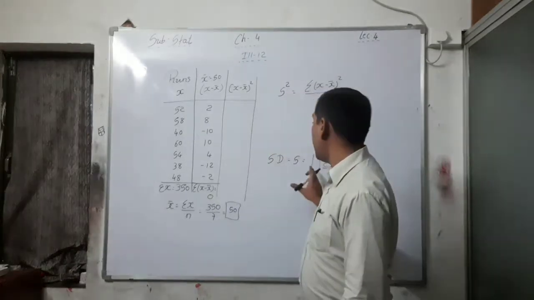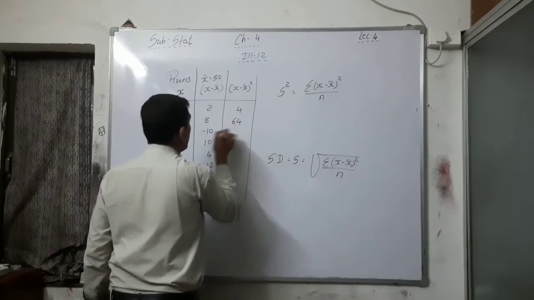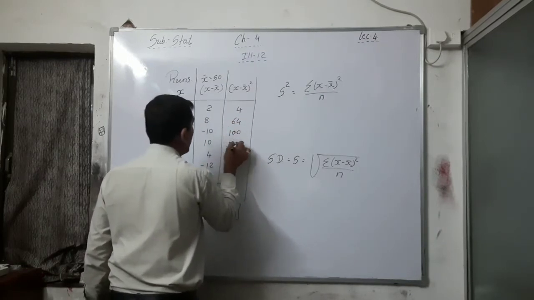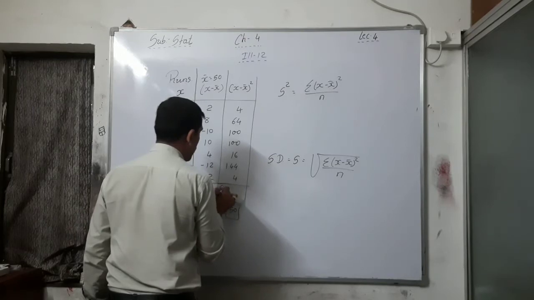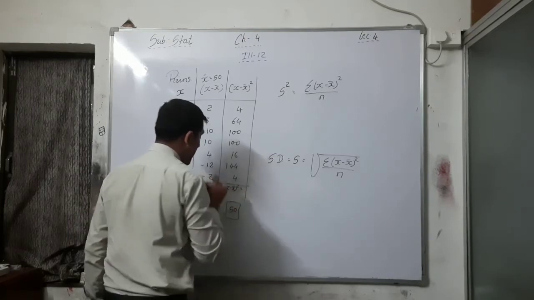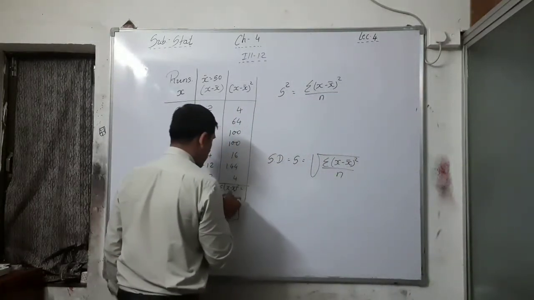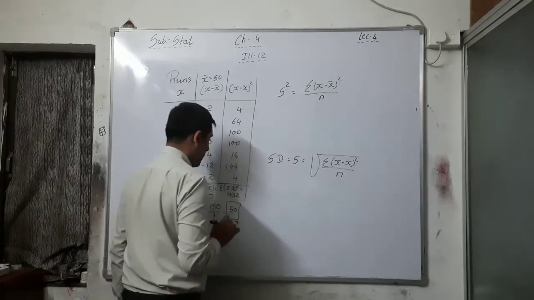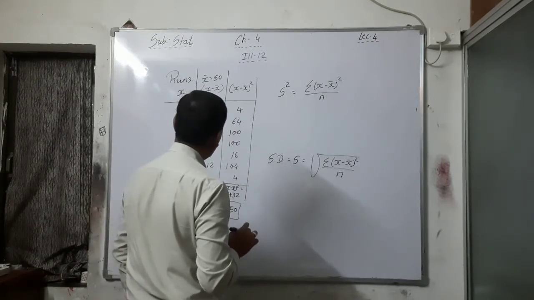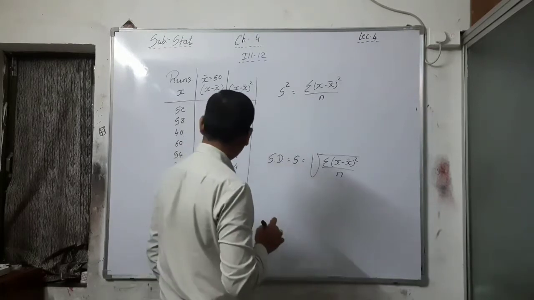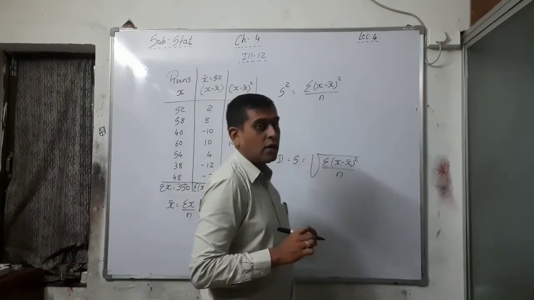And here we need x minus x bar whole square, that is 2 square, that is 4, 8 square, 64, 10 square, 100, 10 again, 100, 4 square, 16, 12 square, 144, and 2 square, 4. So sigma x minus x bar all square is equal to what? Is equal to 432. See, make the total. Okay, 432 is the total.